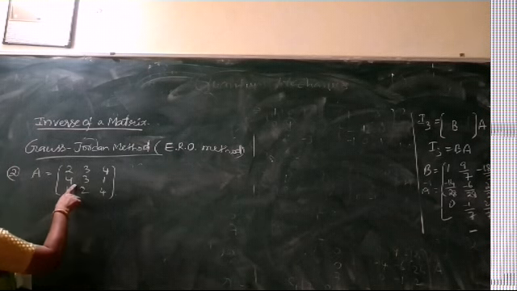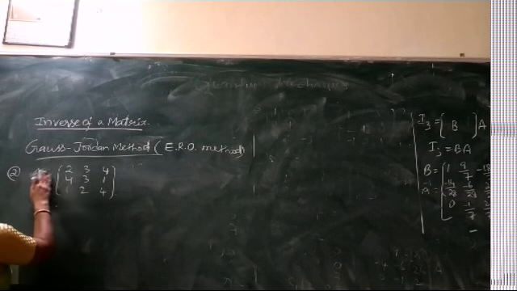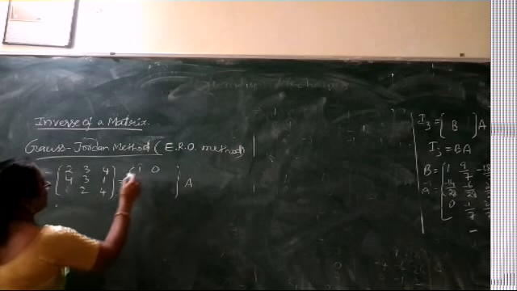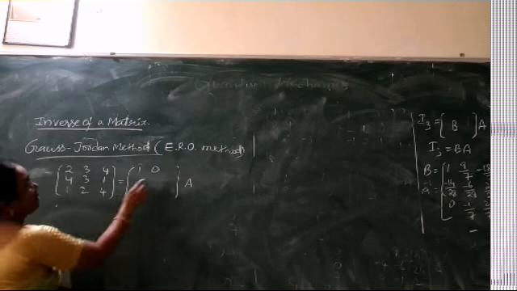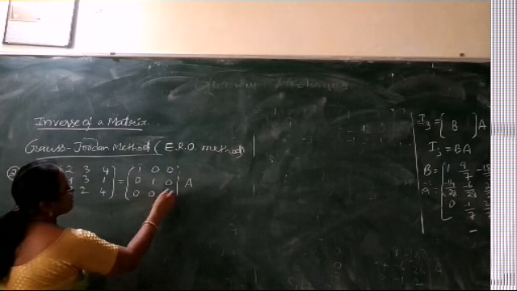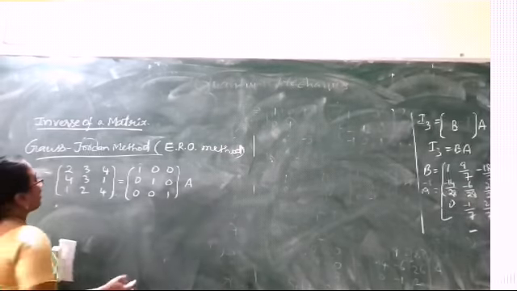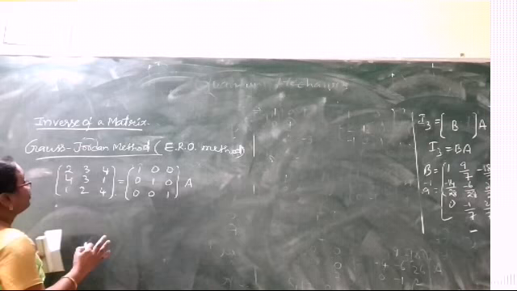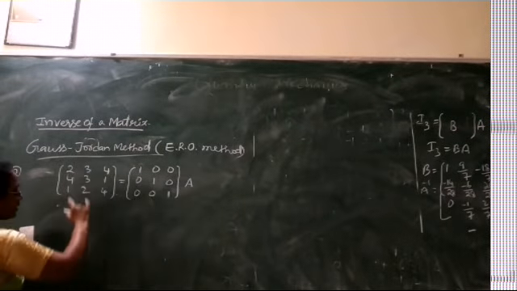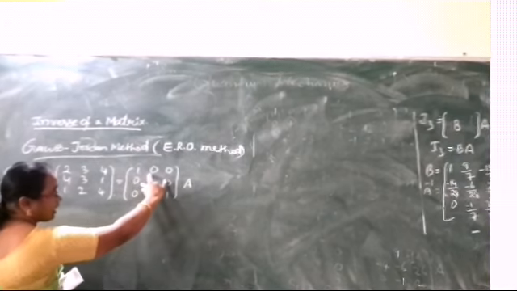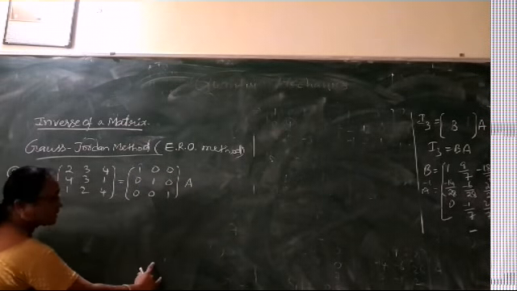Because A is given, in the starting step what do we do? We suppose that A is equal to I into A. So what is our I? The matrix has order 3 by 3, so I is of order 3 by 3: 1, 0, 0, 0, 1, 0, 0, 0, 1. Now, what are we going to do? We are going to change the left hand side into an identity matrix, thereby changing the right hand side prefactor into a new matrix B.